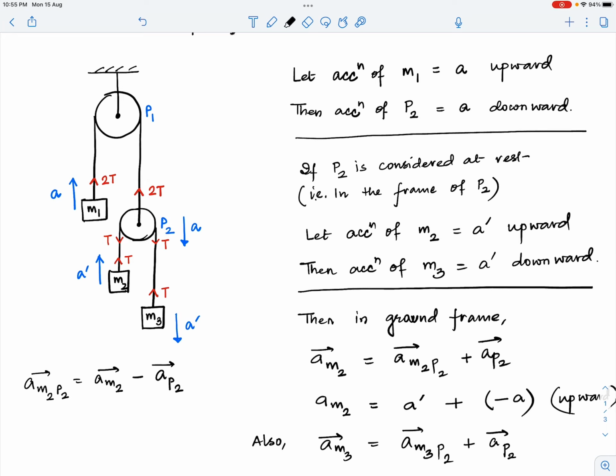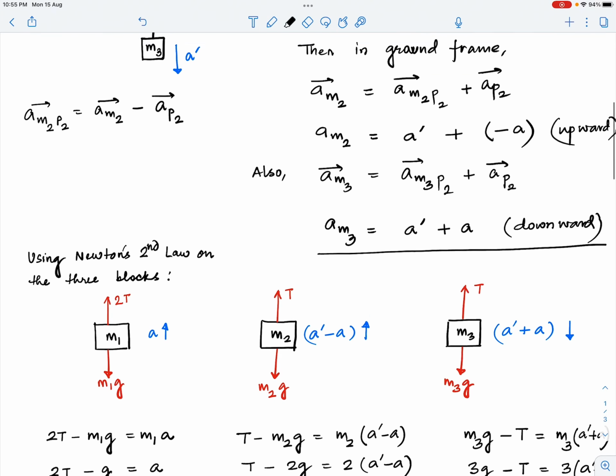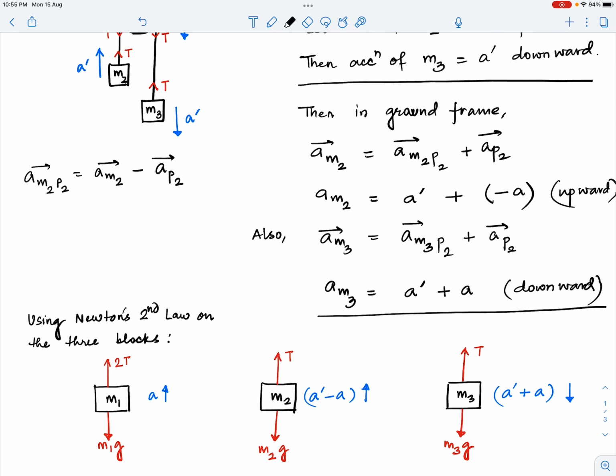So, here we get a relation between the tension in the first string and the second string, and this is how we show it. Now, once we know the relation between the tensions, we can draw this free body diagram. See carefully that we have drawn a free body diagram each for M1, M2 and M3, and we have shown their direction of accelerations also along with their magnitudes as we have obtained in terms of A and A dash.